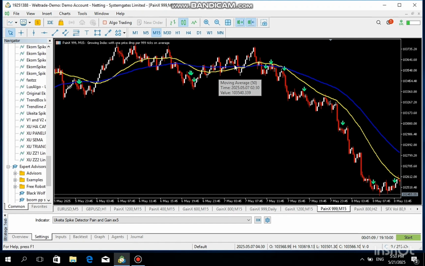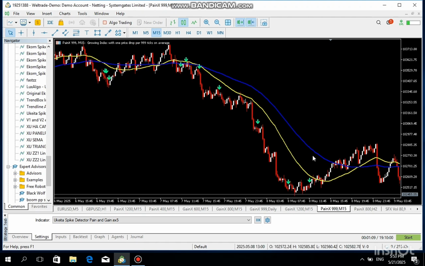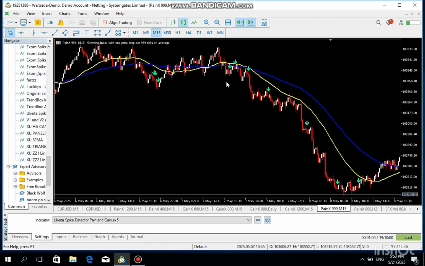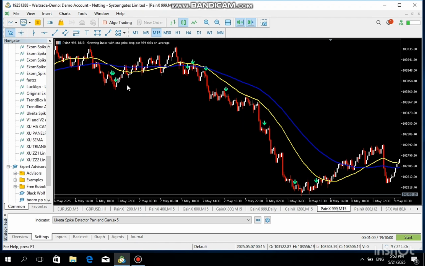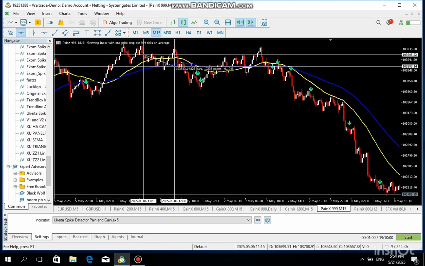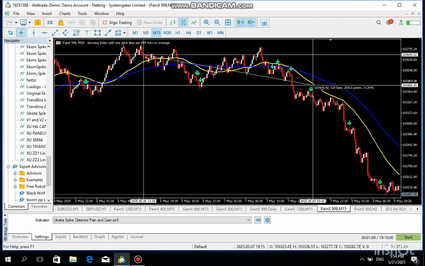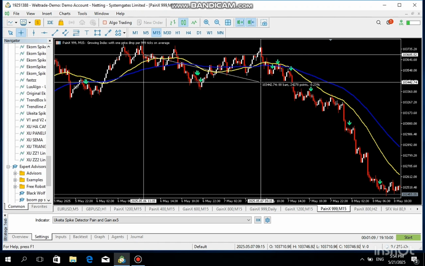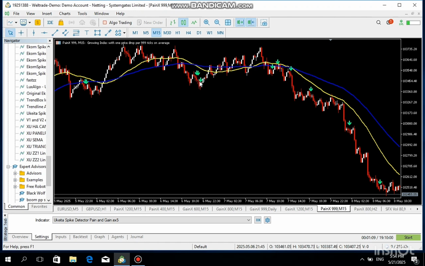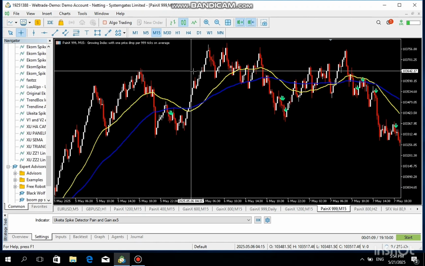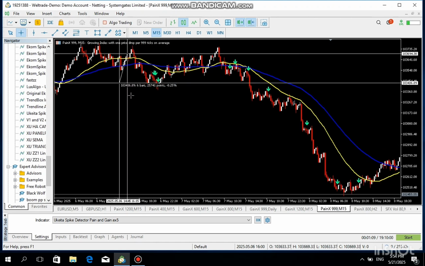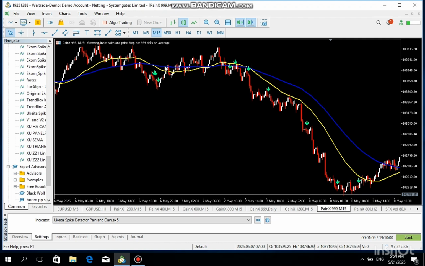Then when the market is ranging, in this case where the moving averages are completely flat, they are not sloping downward like this other area of the market. In this scenario, we don't trade. Even if the indicator gives us an arrow, we don't trade, because this market situation is indecisive. We avoid such markets.